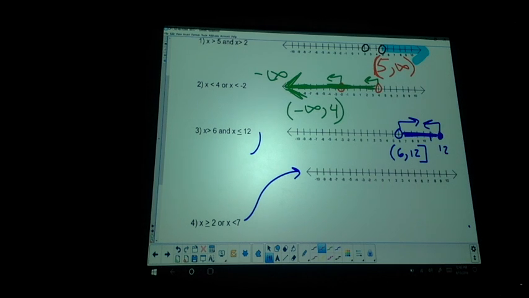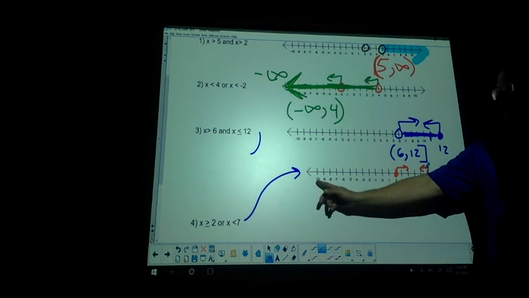All right, greater than 2. This is or, so I only need to have one part be true. Going this way. Down to 7. How many of these parts of this problem have to be true? At least one. All right, so watch this.